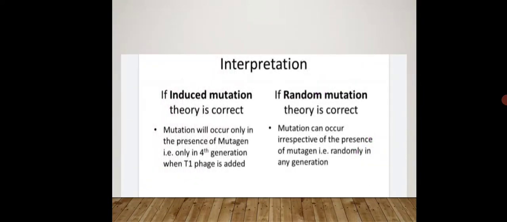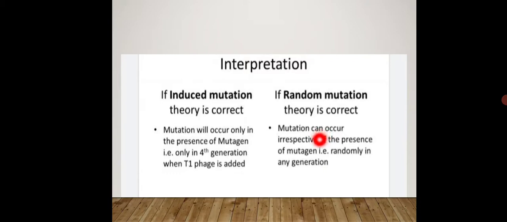So how will you interpret both the theories? If induced mutation theory is correct, mutation will occur only in the presence of mutagen. अगर मैं फोर्थ जनरेशन में डालती हूँ तो मुझे सिर्फ और सिर्फ फोर्थ जनरेशन में ही दिखना चाहिए. अगर मैं थर्ड जनरेशन में डालती हूँ, then I must only get the result at the third generation, not the other. Okay, so we have added the T1 phage in the fourth generation. Okay, so the result was expected just in the fourth generation.